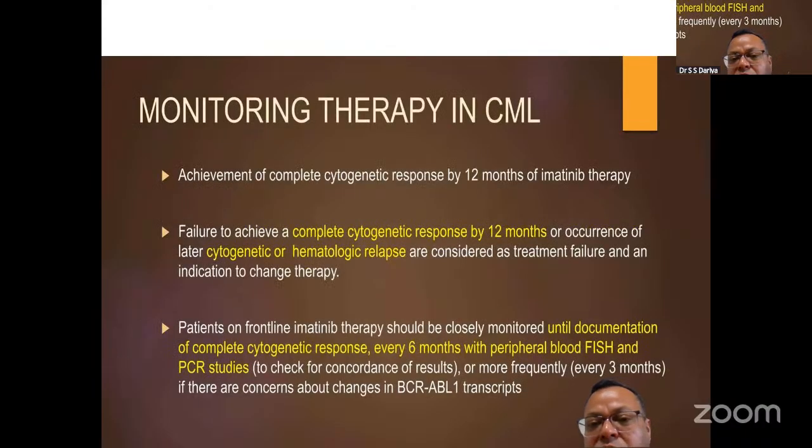Now, how should we monitor therapy in CML? The goal is achievement of a complete cytogenetic response by 12 months of imatinib therapy. Failure to achieve a complete cytogenetic response by 12 months, or occurrence of a later cytogenetic or hematological relapse, is considered treatment failure. These are the indications to change the therapy. Patients on imatinib are closely monitored, every 6 months until documentation of complete cytogenetic response, with PBF, FISH, or PCR studies.